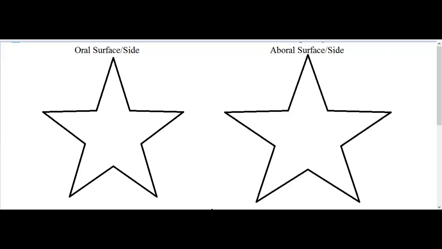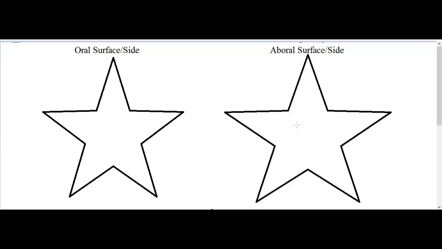We are going to start off our exploration of the Asteroidea by looking at the general anatomy of the starfish. Starfish have two sides. One is called the oral surface. This is where the mouth is found, and the other is the aboral surface. The aboral surface is the side of the starfish we're more accustomed to seeing. The oral surface is what we often think of as the underside of the starfish.